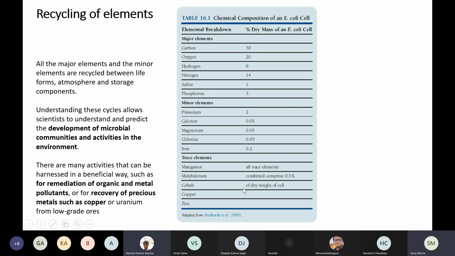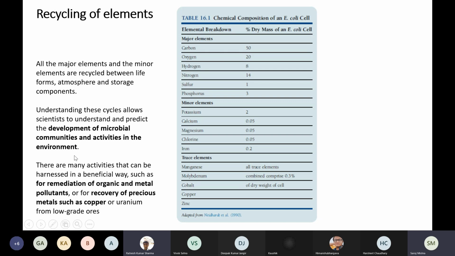All these elements which are entrapped are eventually returned back to the environment through microbial activity, then they are taken back into the cells, into the biomass. So this kind of constant recycling occurs. Why is it important for us to know that? Because understanding these cycles allows scientists to understand and predict the development of microbial communities and activities in the environment.